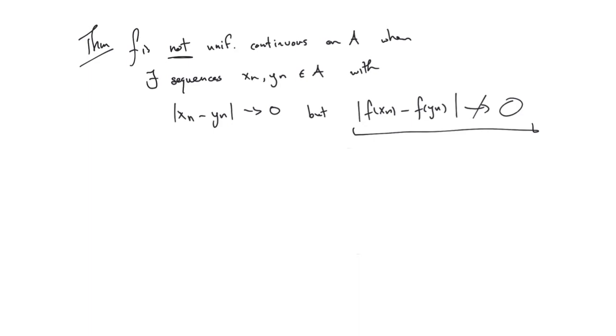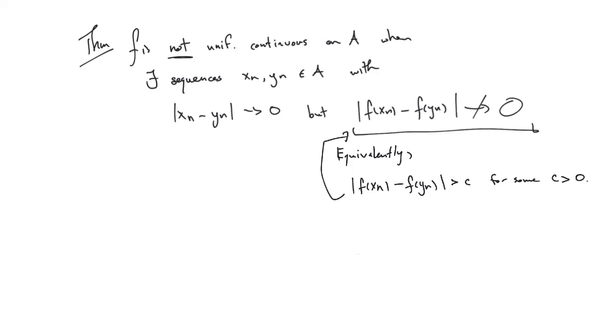So in the context of this theorem, you can say this equivalently: the absolute value of f of xn minus f of yn is greater than some c, for some c greater than zero. This is a more technical way of saying this requirement right here. The fact that f of xn minus f of yn does not converge to zero, in this context, is the same as saying that the difference is greater than some specific number. It's not zero, right? Whatever that thing is, when you subtract them, you don't get zero. And in fact, if you're not going to get zero, all the values have to be bigger than something. That's all I'm saying right there.